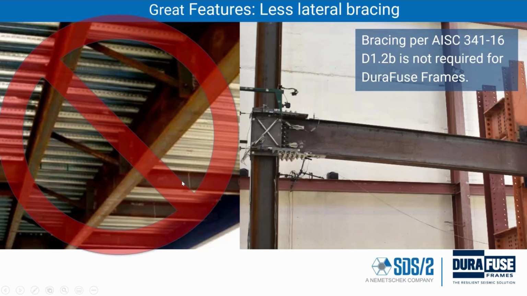One great feature of DuraFuse frames is that we don't have as much lateral bracing as compared with other special moment frame systems. So as fabricators are bidding and detailing, that's one thing they'll notice: we have much less, or in some cases no, lateral bracing at all on these beams, which cuts down dramatically on the miscellaneous steel.